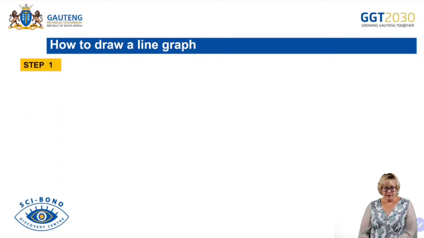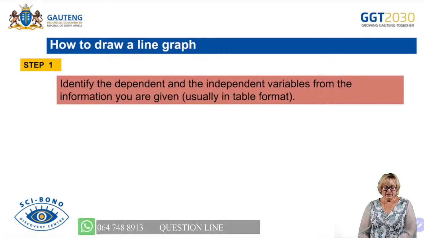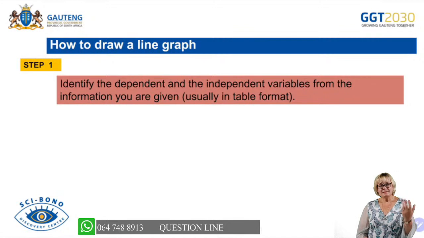First of all, step 1, identify the dependent and the independent variables from the information you are given, usually in table format. Now, remember what I said. We will not ask you, give us the definition of an independent variable and a dependent variable. But we're going to ask you to apply your knowledge. Now, what are we saying here? Identify the dependent and the independent variable. You must know by now.